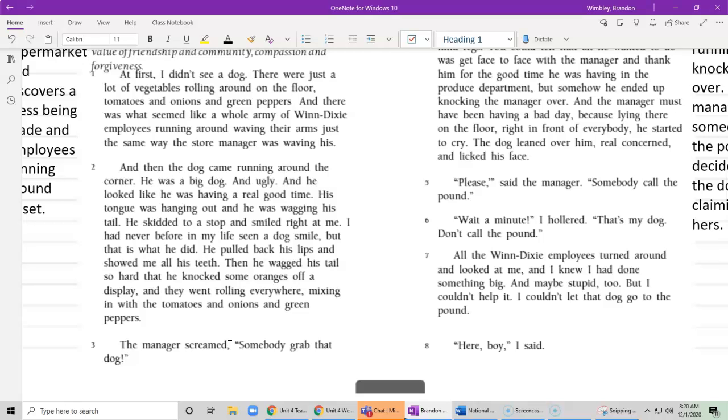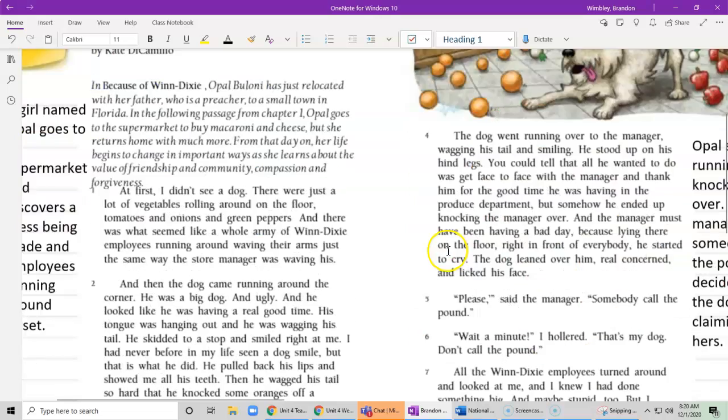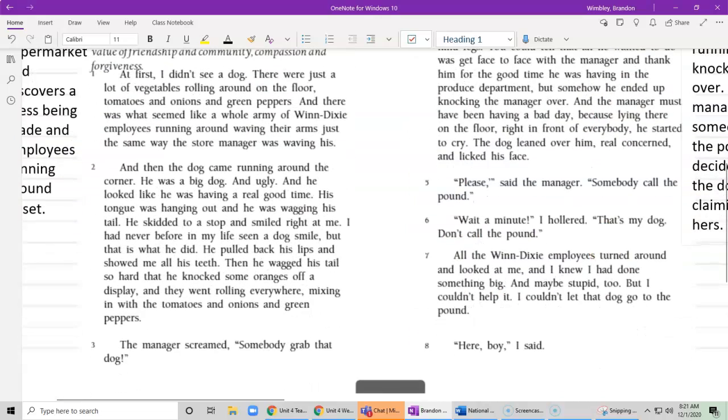He was a big dog and ugly, and he looked like he was there having a really good time. Now, these next 3 sentences include Opal's opinions or judgment. The dog is big. That's a matter of opinion. It's ugly. That's certainly an opinion. I may look at this dog and think, oh, he's really cute. So saying he's ugly was an opinion.